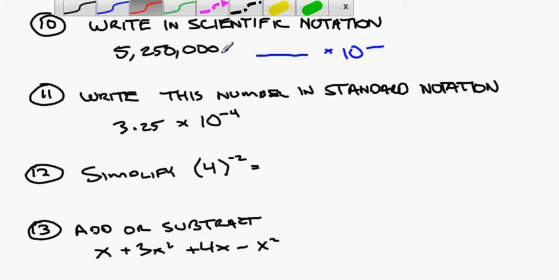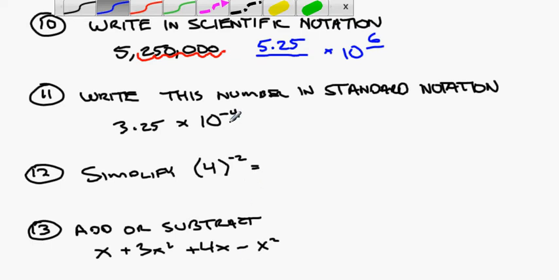We're going to move this decimal 1, 2, 3, 4, 5, 6 places, so that the number now becomes a number between 1 and 10. So this number now is 5.25. So we would take 5,250,000 and rewrite it as 5.25 times 10 to the 6.